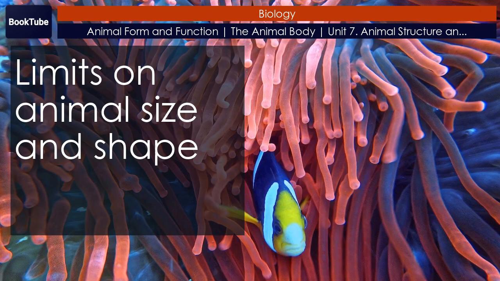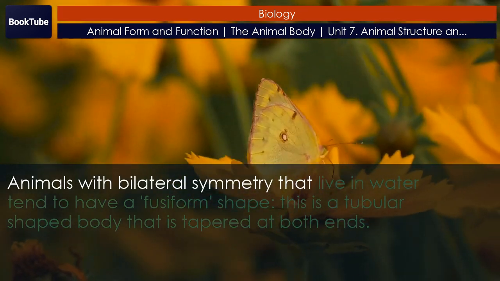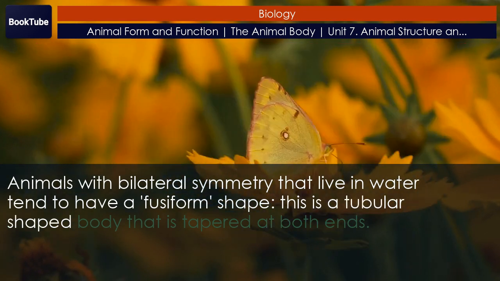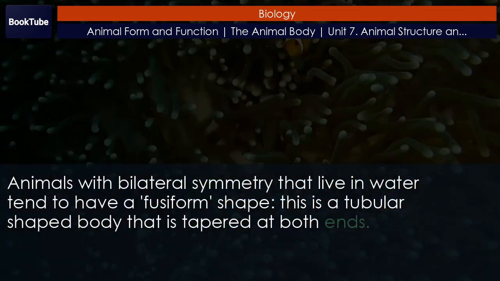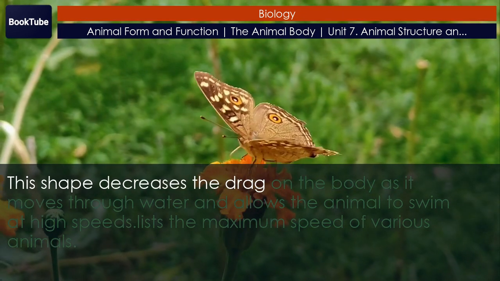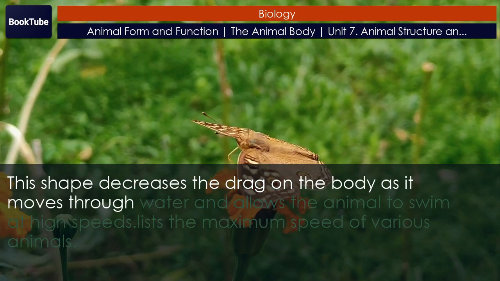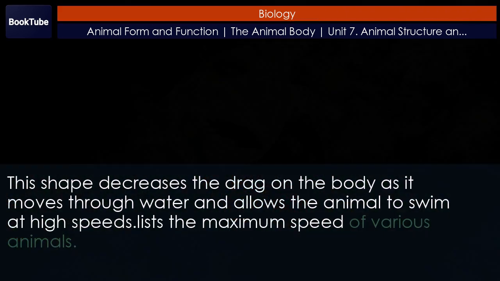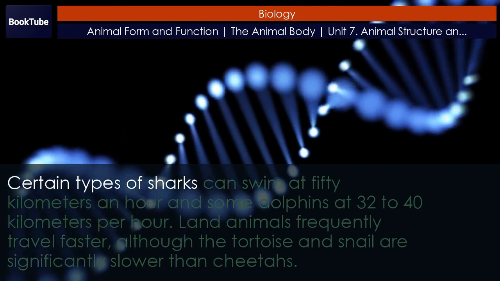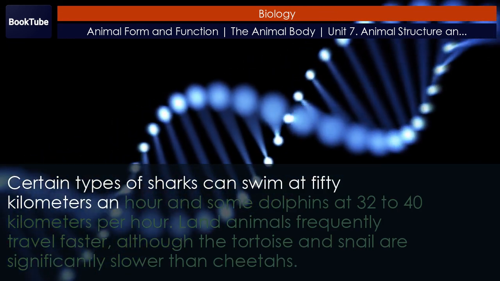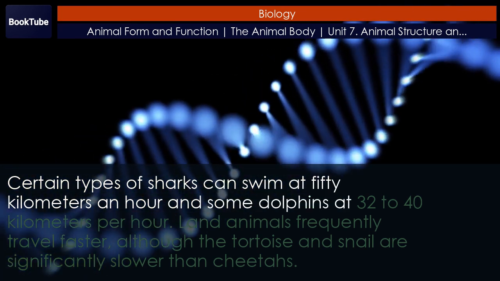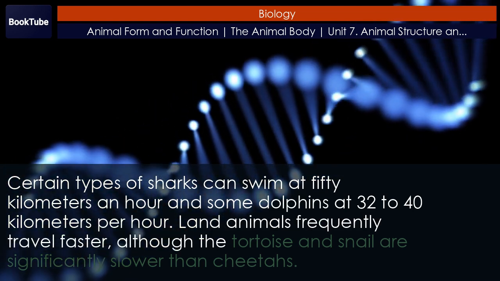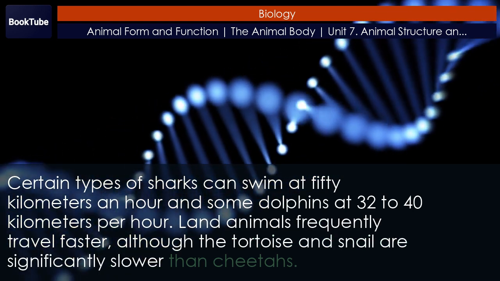Limits on animal size and shape. Animals with bilateral symmetry that live in water tend to have a fusiform shape. This is a tubular-shaped body that is tapered at both ends. This shape decreases the drag on the body as it moves through water and allows the animal to swim at high speeds. Figure lists the maximum speed of various animals. Certain types of sharks can swim at 50 kilometers an hour and some dolphins at 32 to 40 kilometers per hour. Land animals frequently travel faster, although the tortoise and snail are significantly slower than cheetahs.